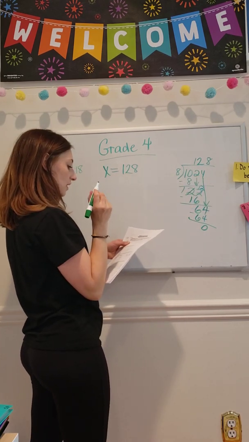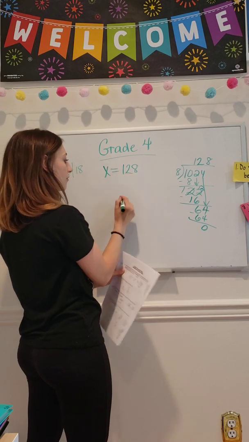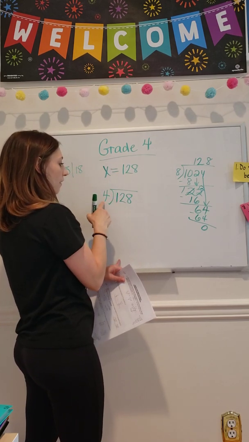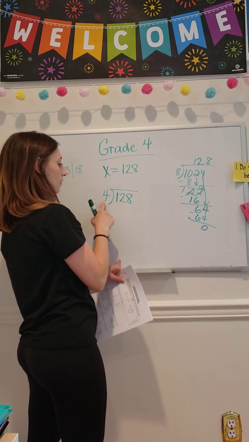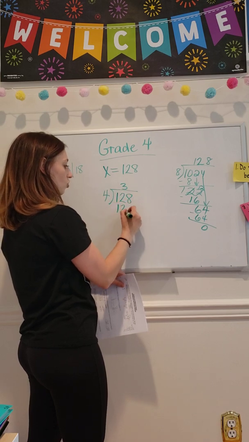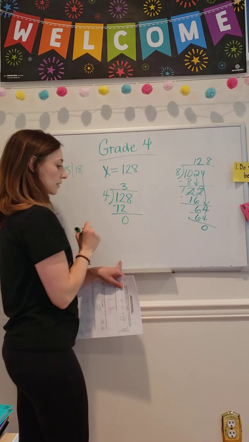So now it says he's supposed to divide this number by 4. So 128 divided by 4. 4 goes into 1, it doesn't. 4 goes into 12 3 times. 4 times 3 is 12. And when I subtract, I get a 0.